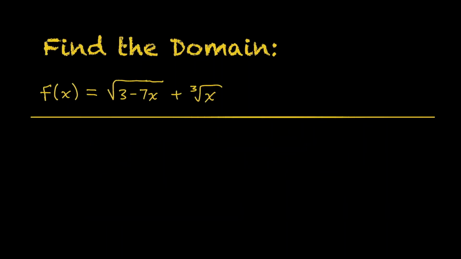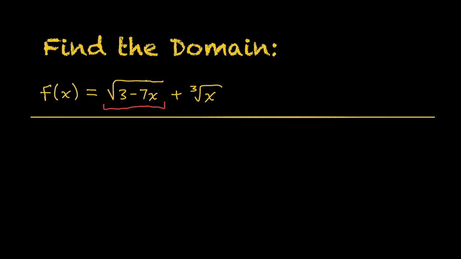Let's take a look at another one. So here we're going to find the domain of f of x is equal to the square root of 3 minus 7x plus the cube root of x. So again, here I want to think about things I can't do. Well, again, I can't divide by 0, but there are no divisions in this problem, so I don't have to worry about that. And now I can't take the square root or an even root of a negative. So I really need to worry about this square root because it's an even root, but I really don't need to worry about the cube root because you can take cube roots of negatives.